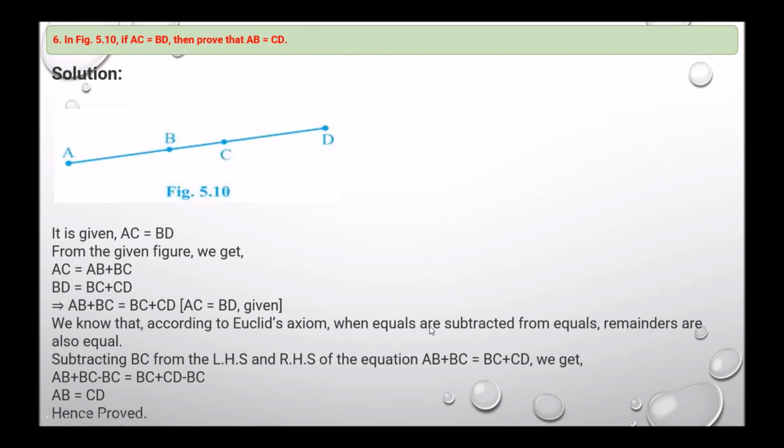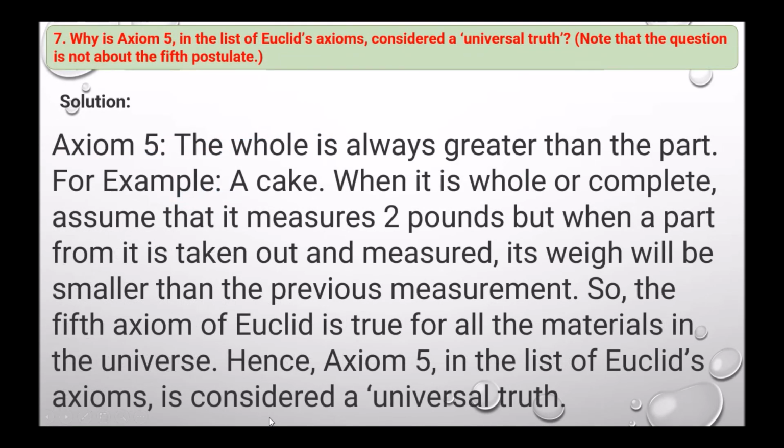We know that according to Euclid's axiom, when equals are subtracted from equals, the remainders are also equal. Subtracting BC from the LHS and RHS of the equation AB plus BC equals BC plus CD, we get AB plus BC minus BC equals BC plus CD minus BC. So AB equals CD. Hence it is proved.